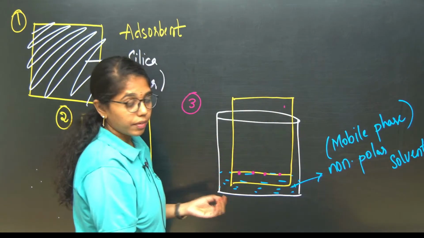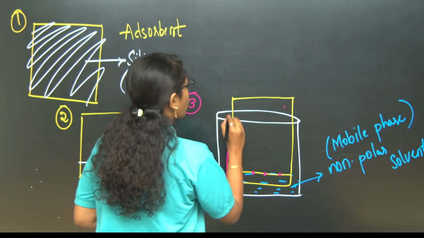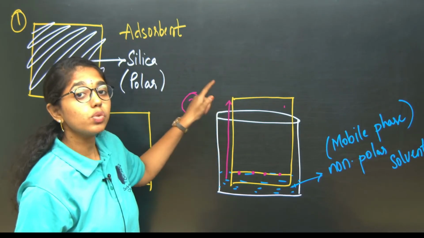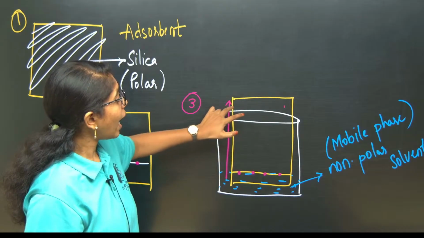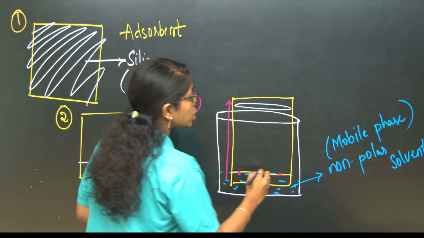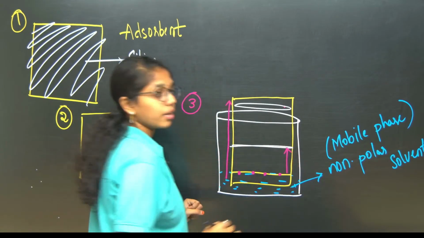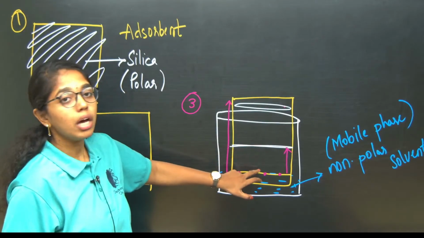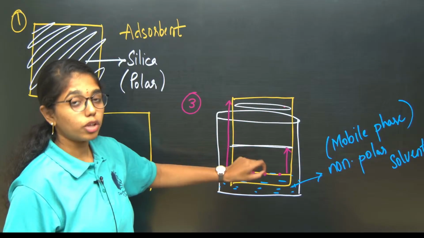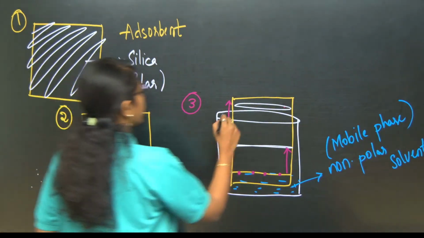Along with the mobile phase, those pigments which are non-polar will be traversing across the adsorbent to the maximum height. So, those pigments which are non-polar, the band will appear at greater height. Those pigments which are polar, the band will appear at a smaller height, nearest to the spotted area. Remember that point. This point is clear to you?